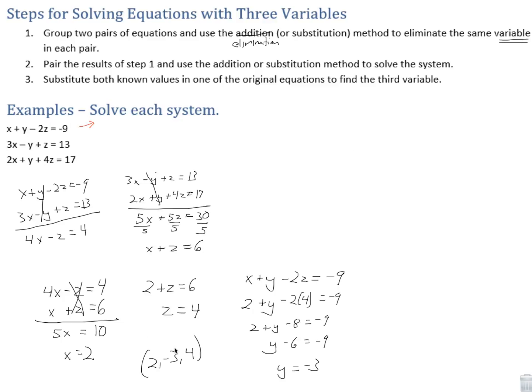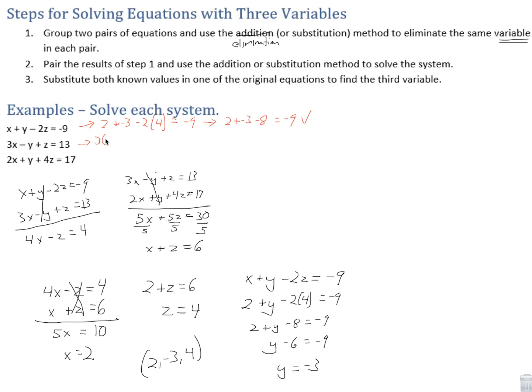So 2, negative 3, 4. So we have 2 plus y, which is negative 3, minus 2 times z, which is 4. And we're checking, does that equal negative 9? Well, this is negative 8, so we have 2 plus negative 3 minus 8 equals negative 9. So this is negative 11 plus 2. So this works.